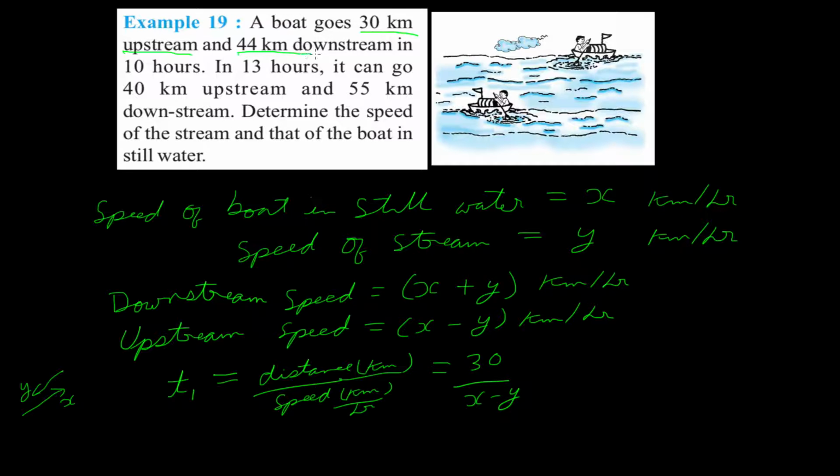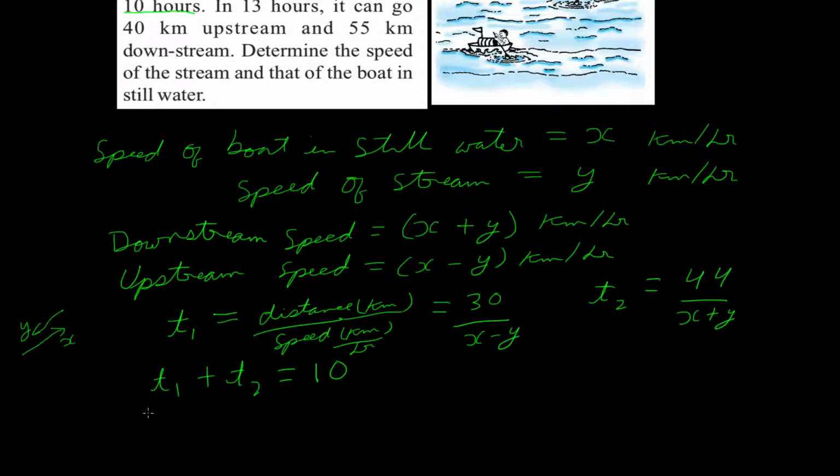Now the time taken for 44 kilometer downstream. What will it be? We have distance 44 kilometer and downstream the speed is x plus y. Okay, and together t1 plus t2 is equal to 10 hours. Therefore the first equation that we get is 30 divided by x minus y plus 44 divided by x plus y is equal to 10. This is our equation 1.